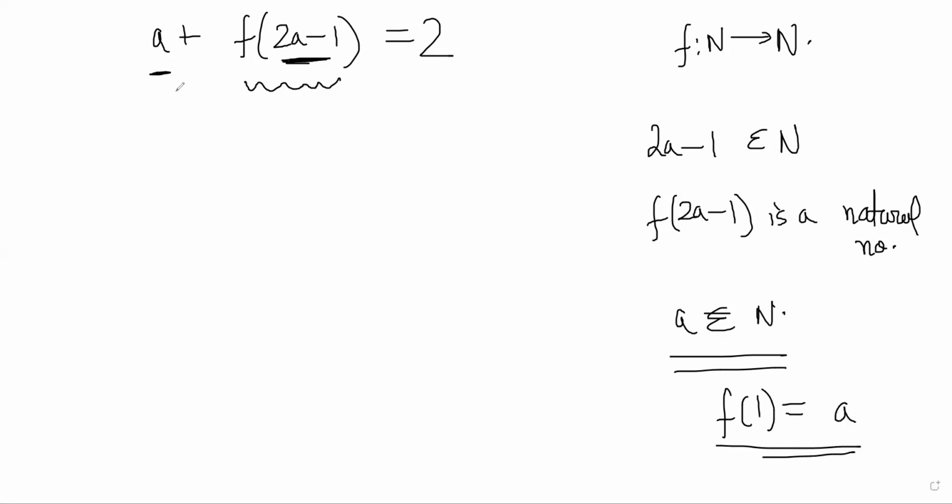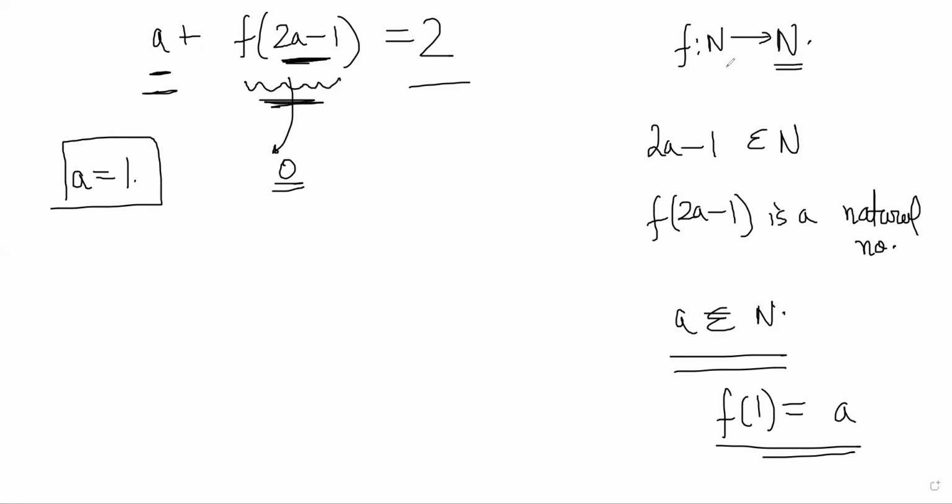So that means the sum of two natural numbers is 2. So that means a must be 1, right? Because otherwise this will be 0. But the output of this cannot be 0, right? And a also cannot be 0 because the domain and codomain are natural numbers. So this equation itself implies that a is equal to 1. And if a is equal to 1, we have f of 1 is equal to 1.